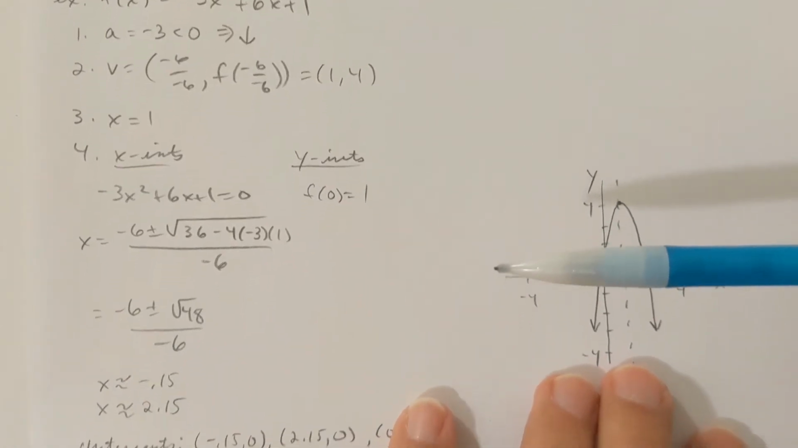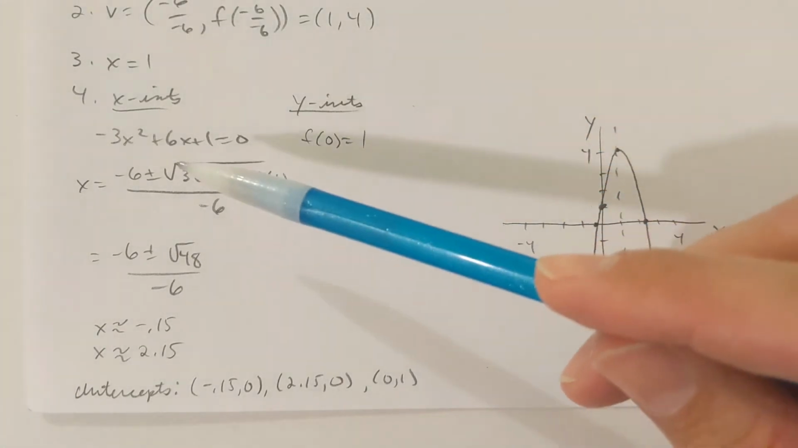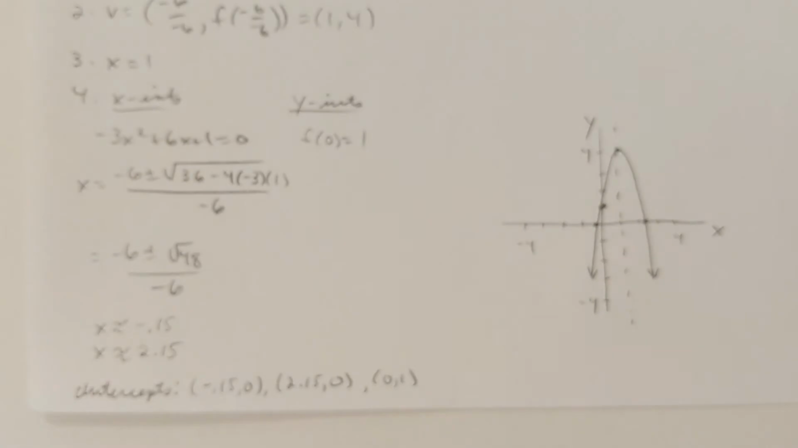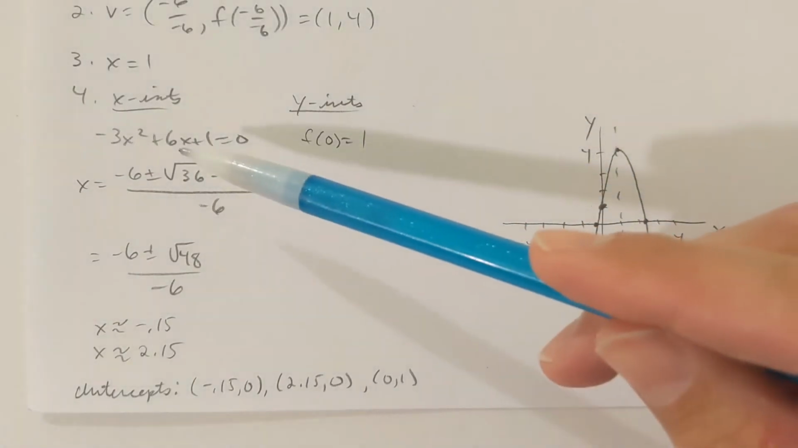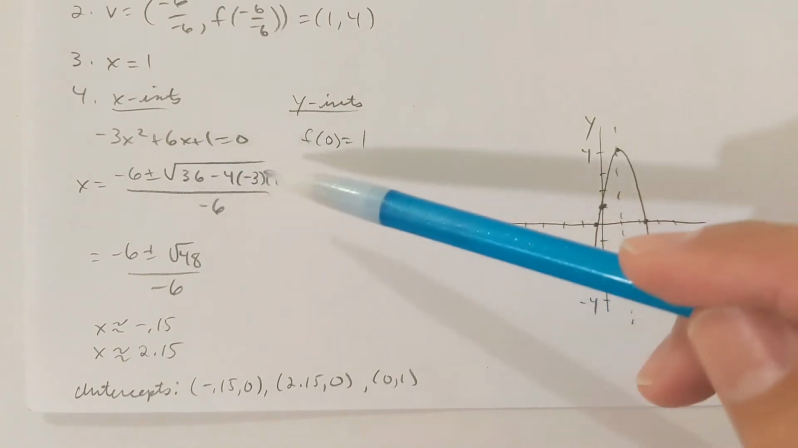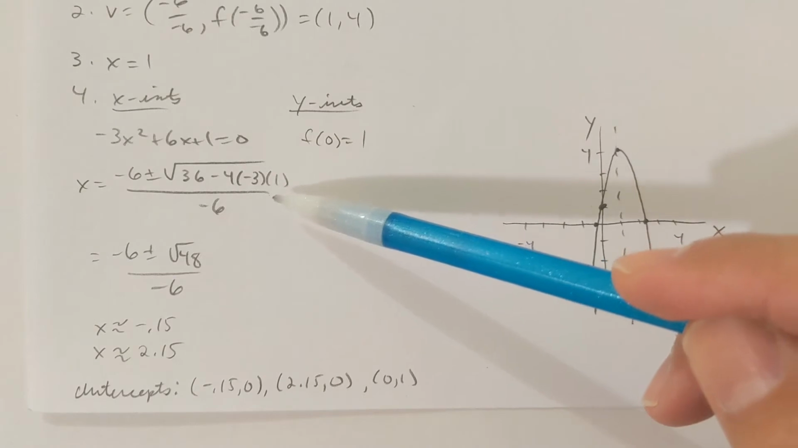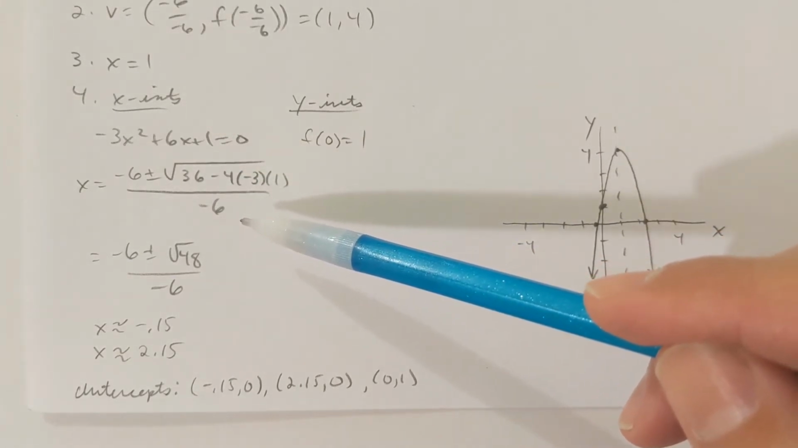The x-intercepts: negative 3x squared plus 6x plus 1 equals 0, means that x is equal to the opposite of b, negative 6, plus or minus the square root of b squared, negative 6 squared is 36, minus 4 times a, which is negative 3, times c, which is 1, over 2a, 2 times negative 3 is negative 6.